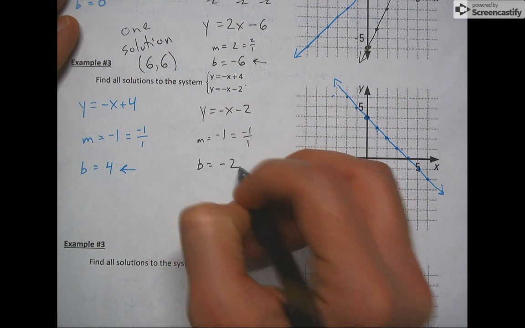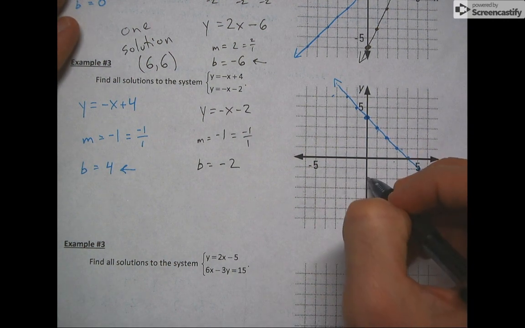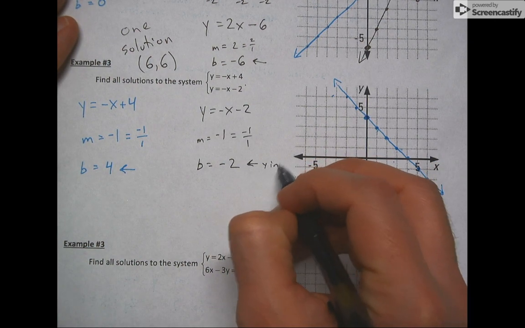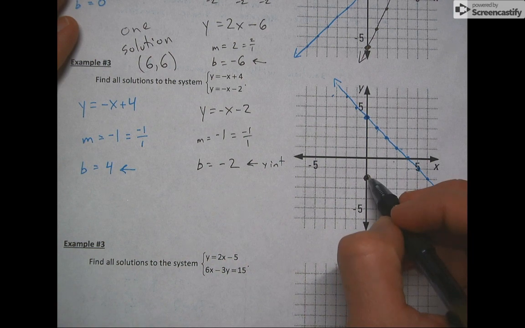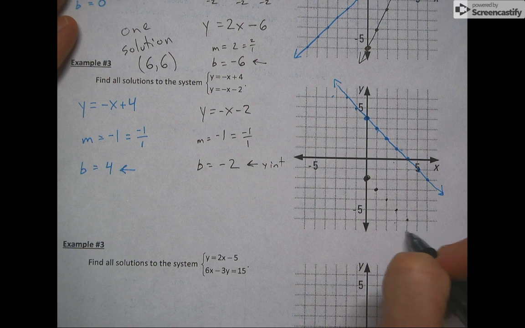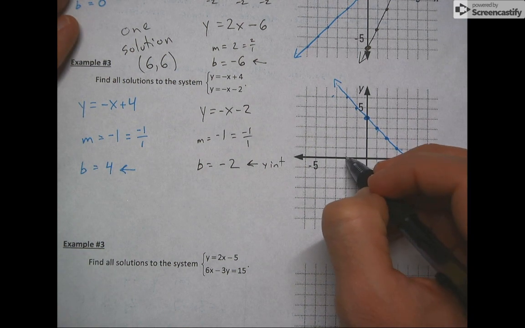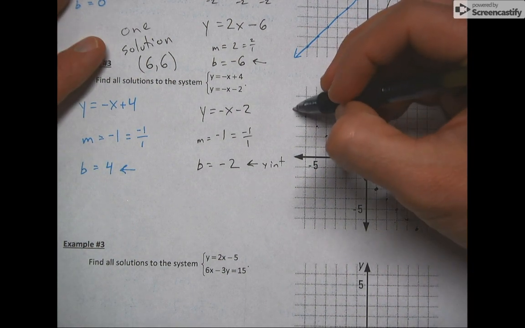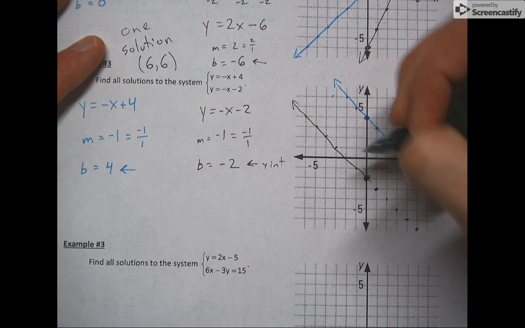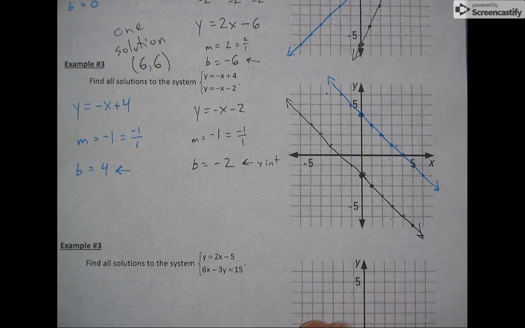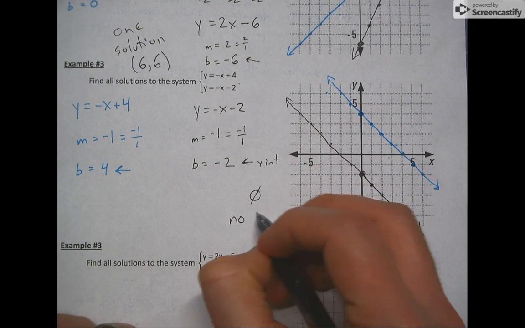The y-intercept is negative 2, so we're going to start at negative 2 on the y-axis. That's your y-intercept, and we're going to use our slope, down 1 over 1, over and over. If you can start to visualize this, if it is going down at the same rate as the other line, if the slope is the same on both of your lines, they're going to run exactly the same, and they are never going to cross. So there is no solution here.